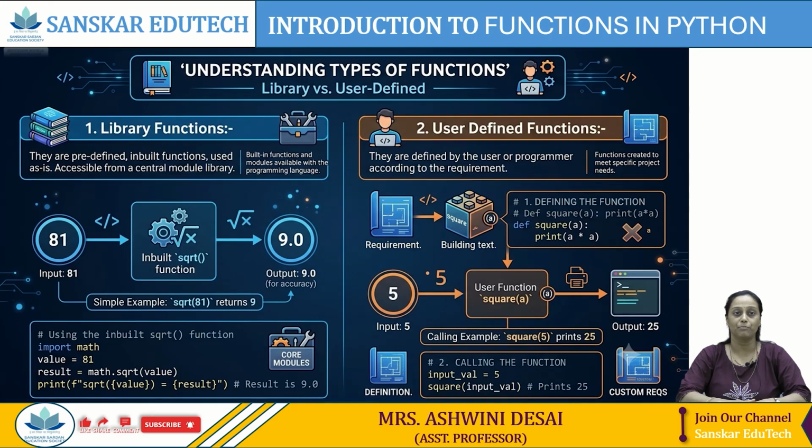Let's move further to the types of functions. Basically, there are two types of functions: library functions and user-defined functions. Library functions are predefined, inbuilt, and used as they are. For example, sqrt is the function to find the square root of any number. sqrt of 81 gives you 9. The second type is user-defined functions. They are defined by the user or a programmer according to the requirement. For example, def square(a), and another example, print a into a.